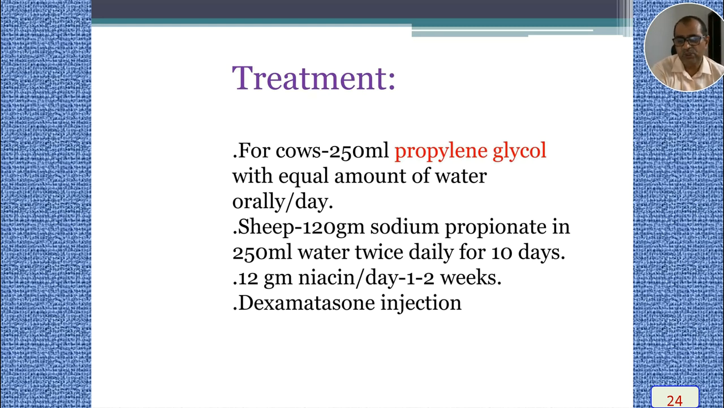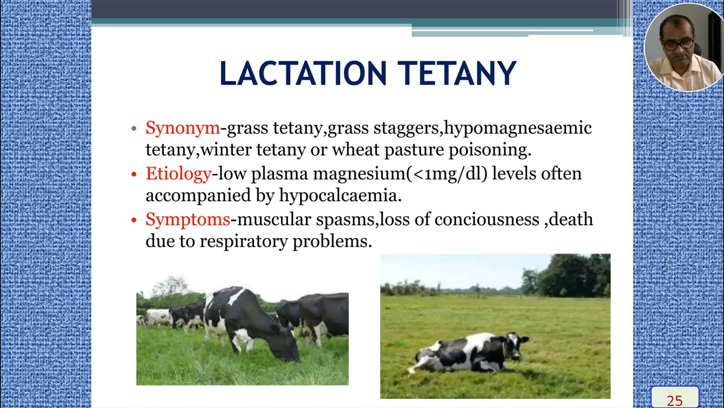So it is very difficult to treat the buffaloes once they enter the bovine ptosis. Hence, it's a very challenging disorder, and we always need to go for preventive measures. Then lactation tetany is also known as grass tetany, grass staggers, hypomagnesemic tetany, winter tetany, or wheat pasture poisoning. So remember all these things, they may definitely come in multiple choice questions.